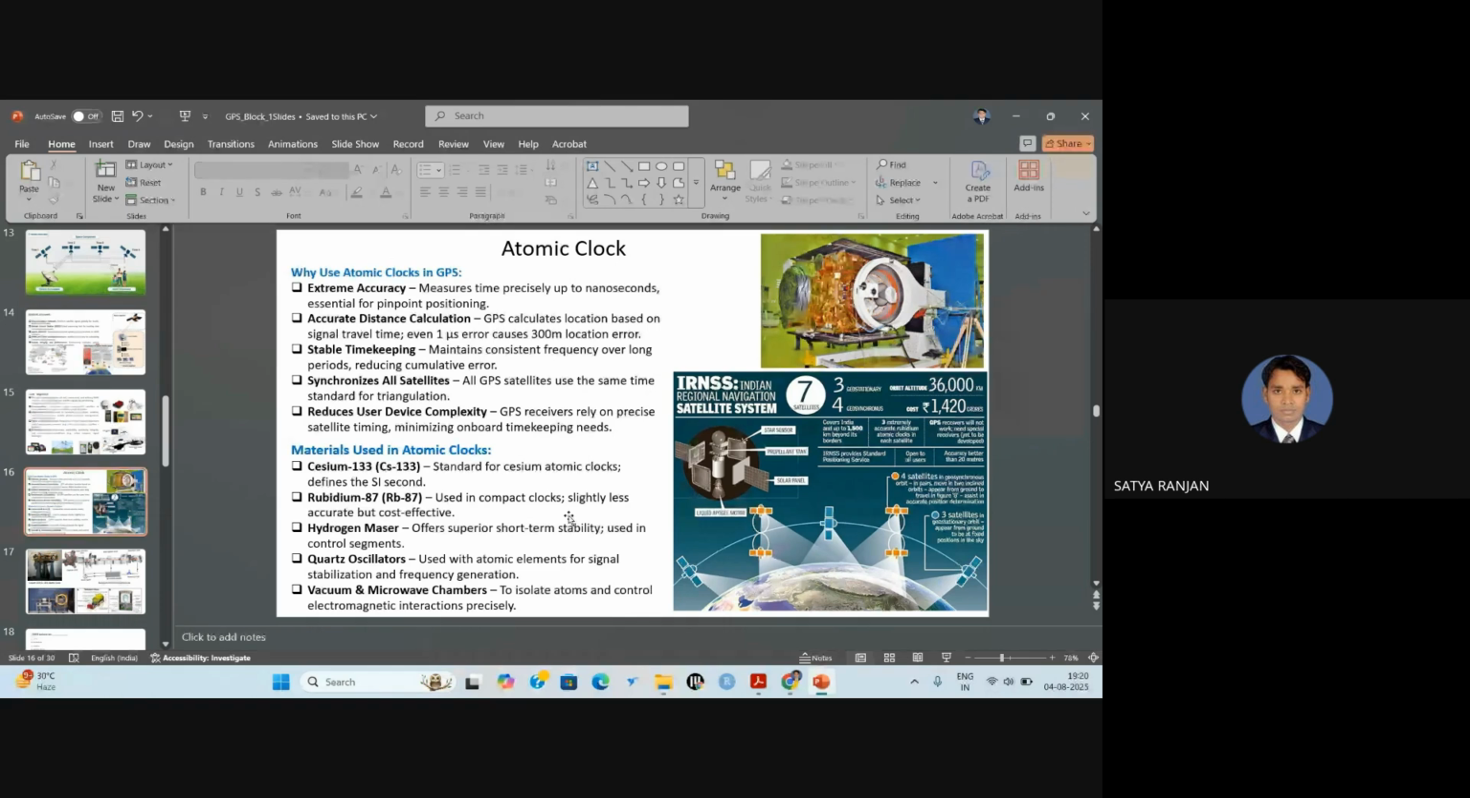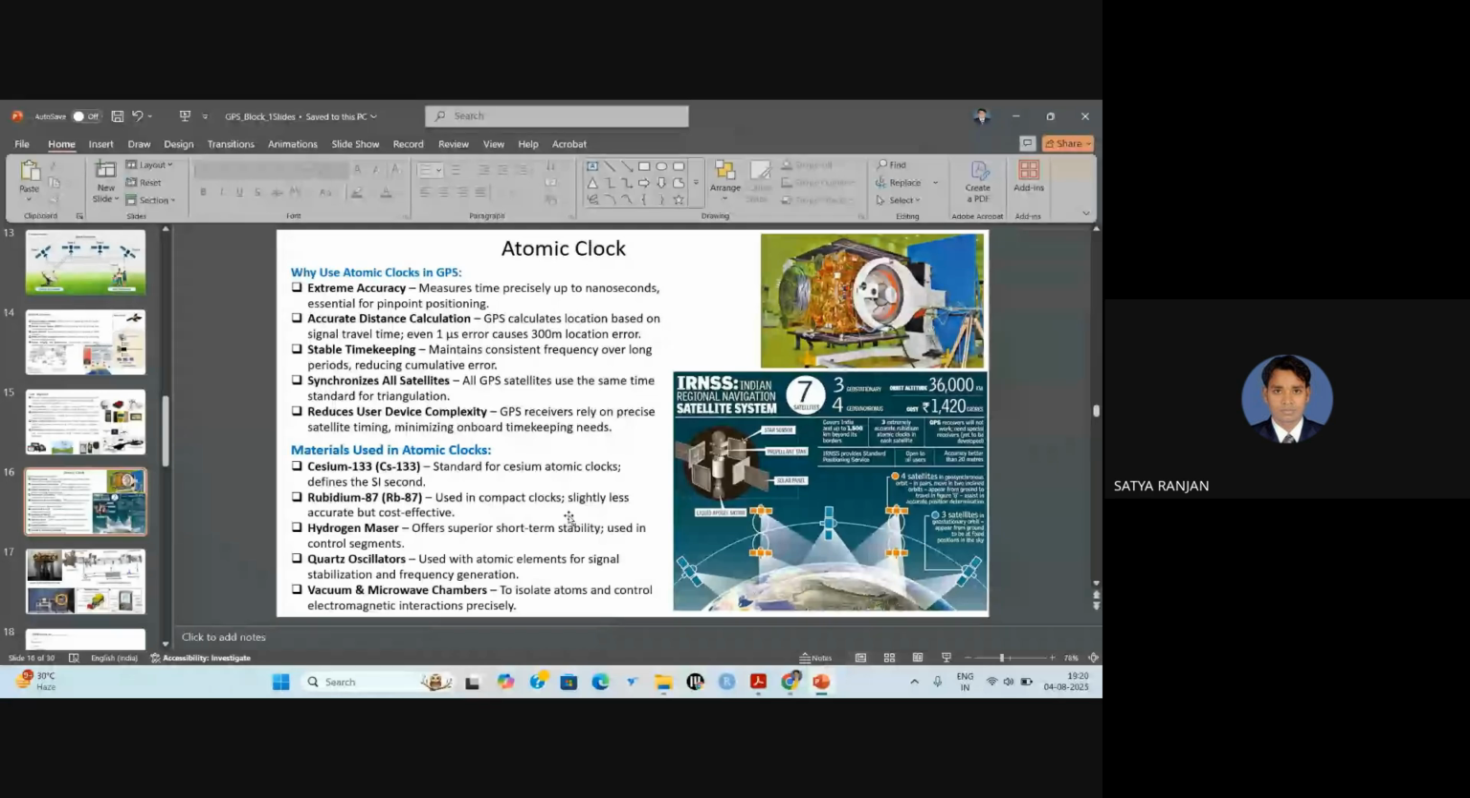Then it reduces user device complexity. GPS receivers rely on the precise satellite timing, minimizing onboard timekeeping needs. So for the time related issue, there cannot be found any error in the atomic clock. So very minimal error is there in the atomic clock as compared to other clocks.